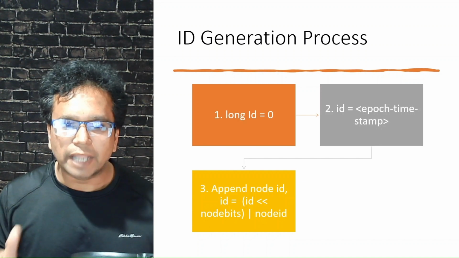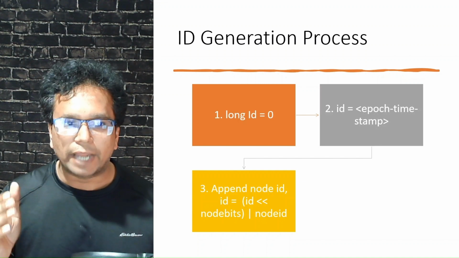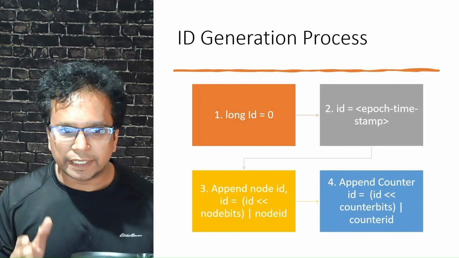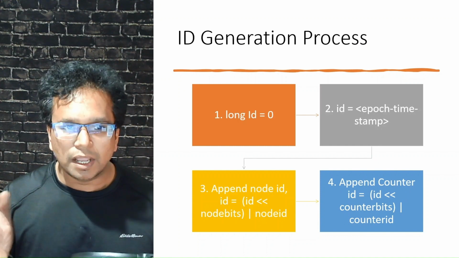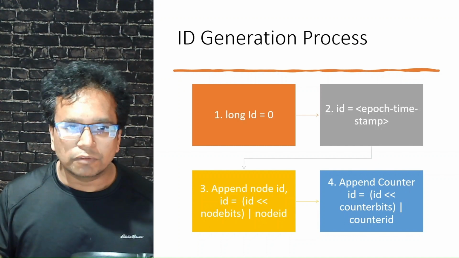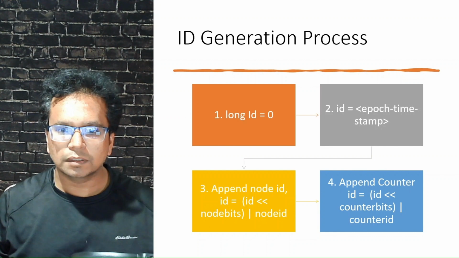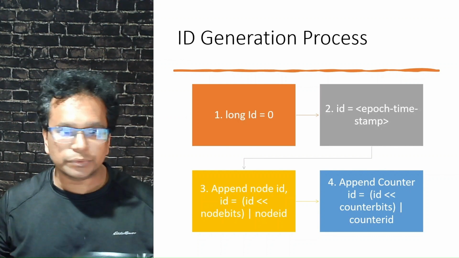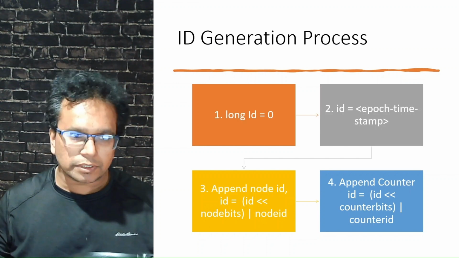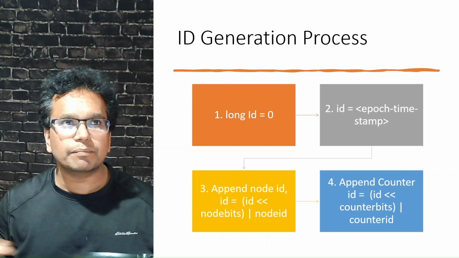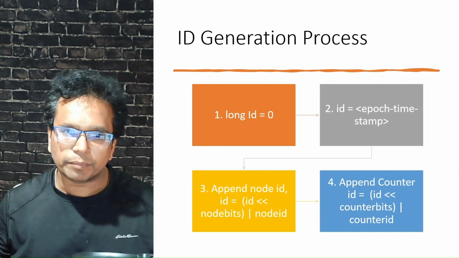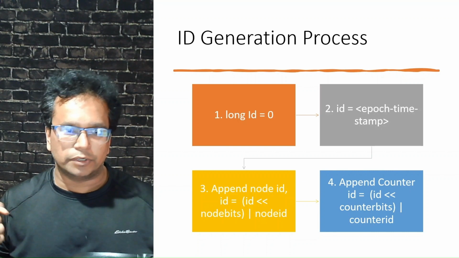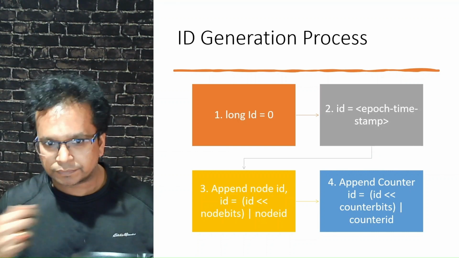Once we have done that, it's time for adding the counter. For that we do the similar thing. We shift the ID again by the counter bits, and then we OR with the counter ID. Just wanted to add that Discord uses a Snowflake, and Instagram also uses a Snowflake, but with a modified version of the data format. They use a different number of bits for the node ID and the counter.